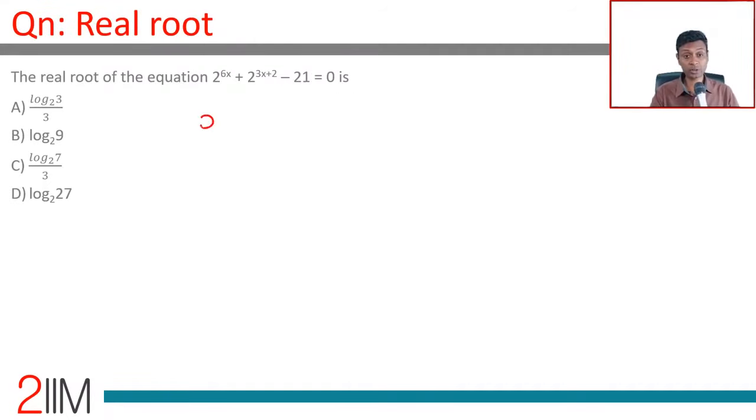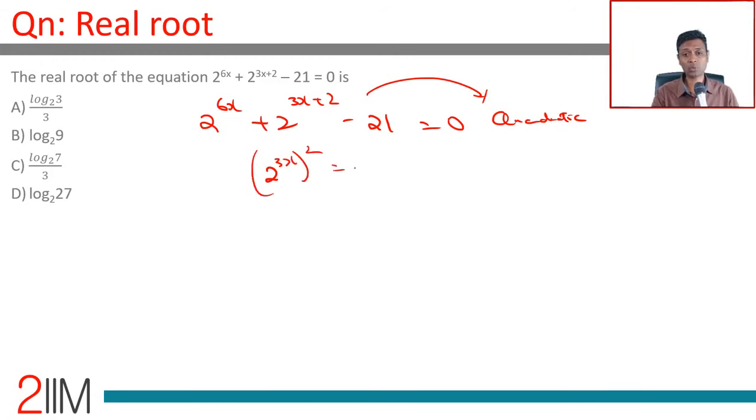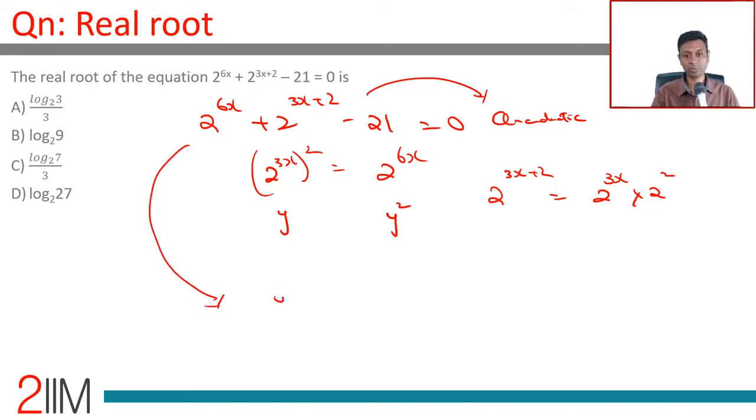Find the real roots of the equation 2^(6x) + 2^(3x+2) - 21 = 0. In all of these questions, the idea is to convert this into a quadratic. 2^(3x) the whole squared is 2^(6x). So if we call this y, this is y squared. What is 2^(3x+2)? That is nothing but 2^(3x) into 2 squared. So this equation becomes y squared plus 4y minus 21 equal to 0.